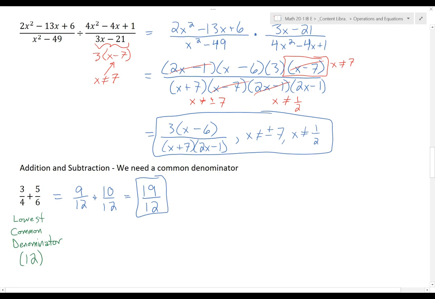Because I've used the lowest common denominator, it reduces the likelihood that I'm going to have to simplify, but it doesn't eliminate it completely. So I should check my final fraction to make sure I can't simplify any further. And I can't. 19 is a prime number, so this one is done.